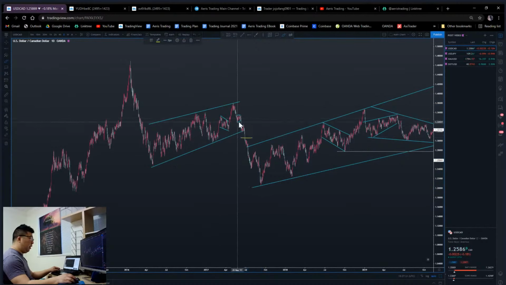Disregard if you enter here or you enter here, your reward is greatly different, right? So your job as a trader is to identify the higher time frame impulsive move and try to get in on the lower time frame to give you maximum reward if the trade plays out. Okay?